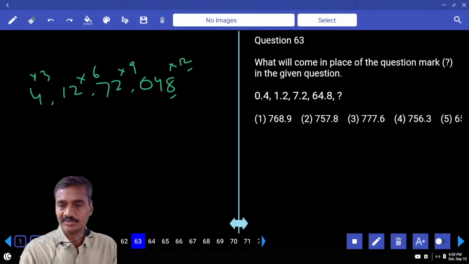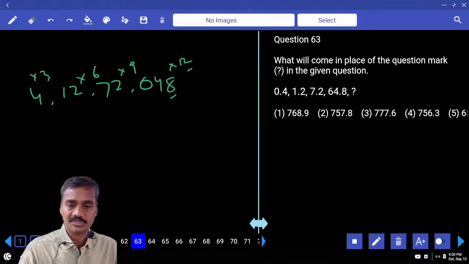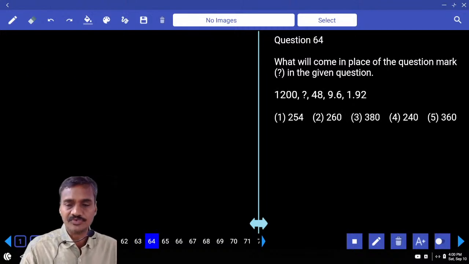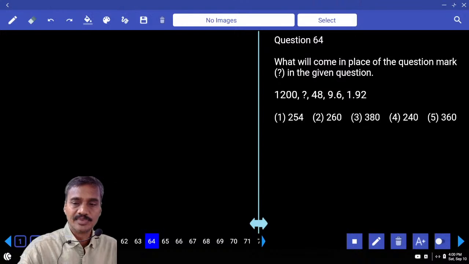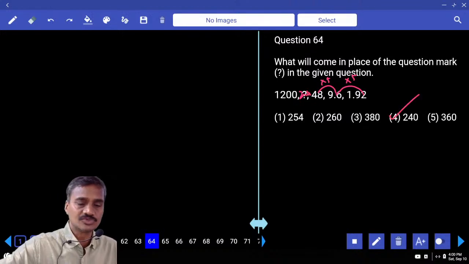Doing the whole thing takes time. Now last digit, choice 3, 6. Then 60. Now this 64, 1.92 and 9.6. Tell me, what does it go with? Into 5. 9.6 into 5. Right? 48 into 5, 240. And 240 into 1200. What is the number we have? Choice 4, 60.